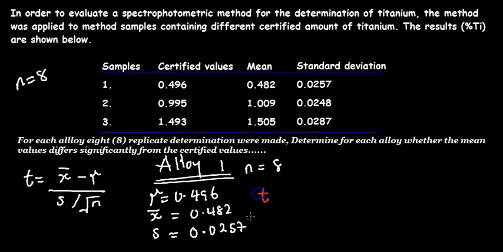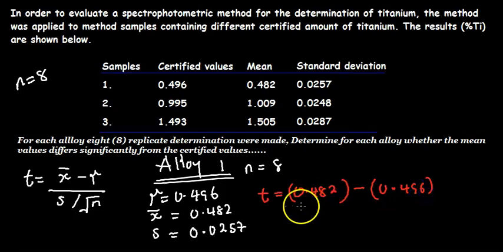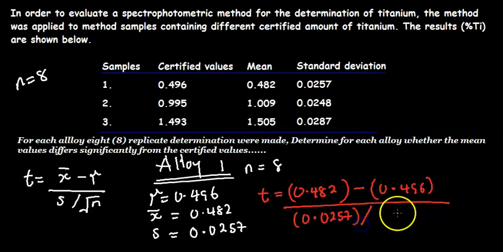Therefore, we have t equals our mean, which is 0.482, minus mu, and our mu here is 0.496, divided by the standard deviation s, which is 0.0257. We are going to divide everything here by the square root of 8.